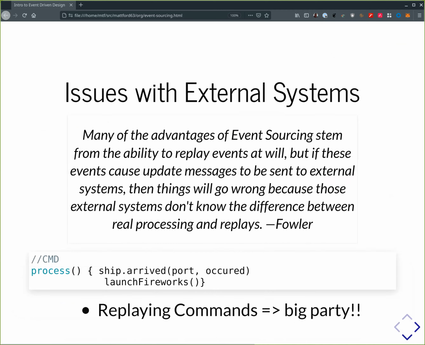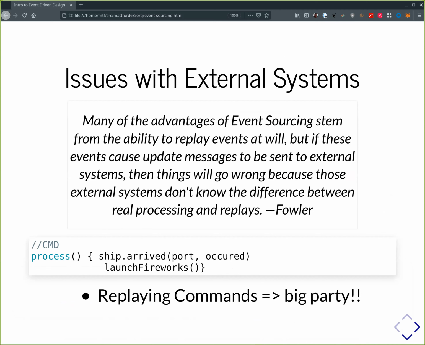In Fowler's article, he goes on to say, what are the problems? And a lot of these problems are due to command sourcing rather than event sourcing. One of the things he talks about is external systems and what things will go wrong when the most often thing you might want to do is replay events or commands. If those things have got side effects, then you're going to start generating behavior that you perhaps don't want.